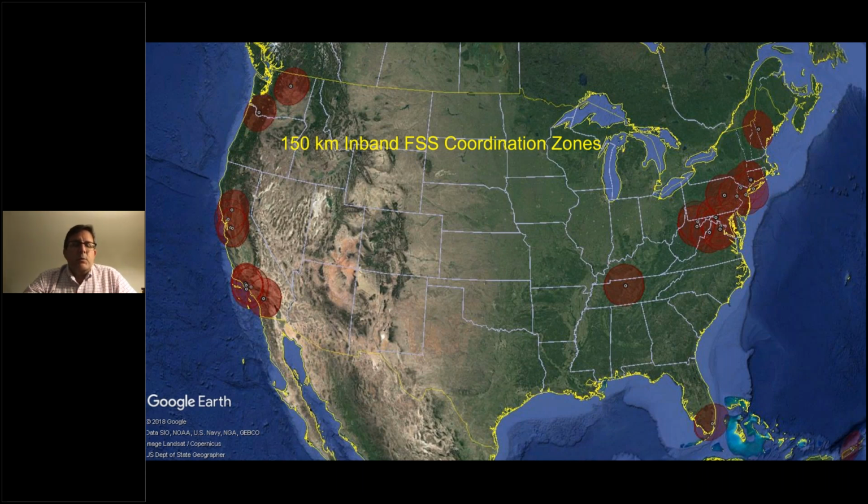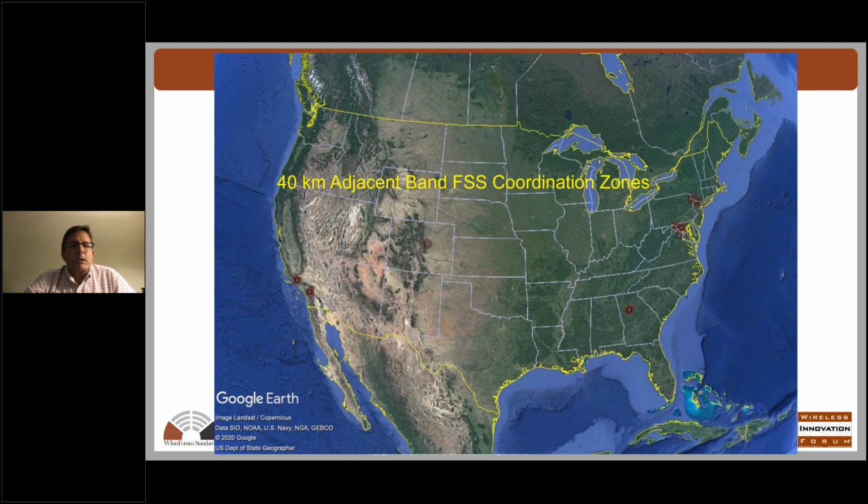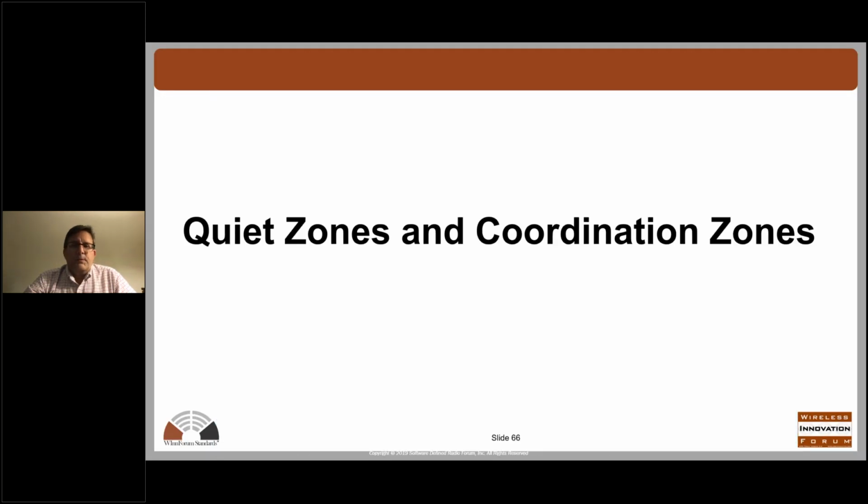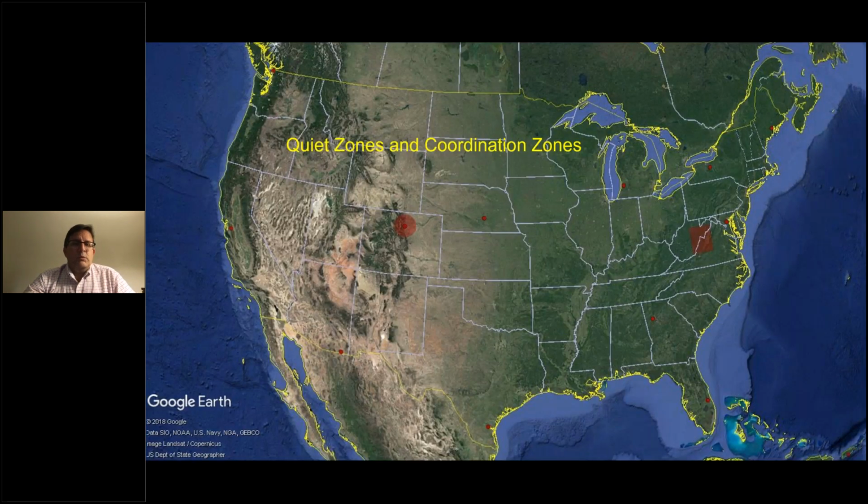And then let's go forward, Lee. This is the 40-kilometer protection distance for adjacent band sites. So then finally, quiet zones and coordination zones. If you go to the next slide, please, Lee. Part 1 of the FCC rules basically require numerous radio services to respect coordination zones and quiet zones around the country. The big one there on the West Virginia border is the National Radio Quiet Zone.